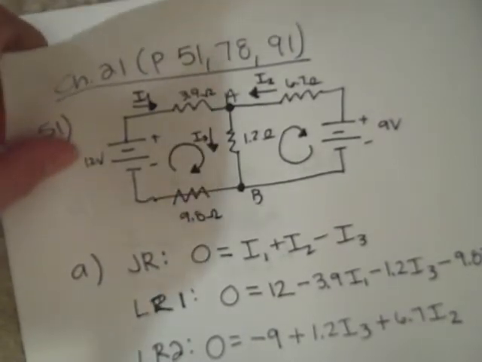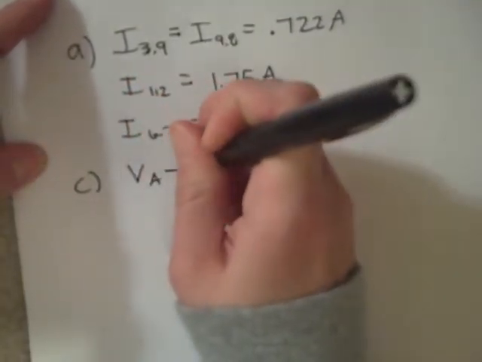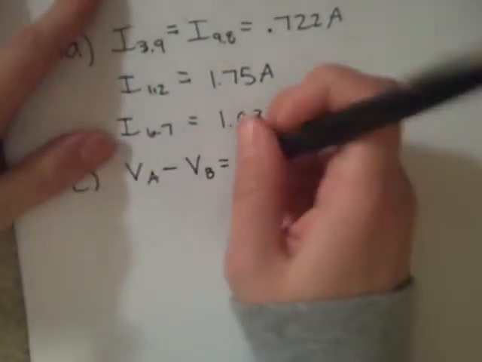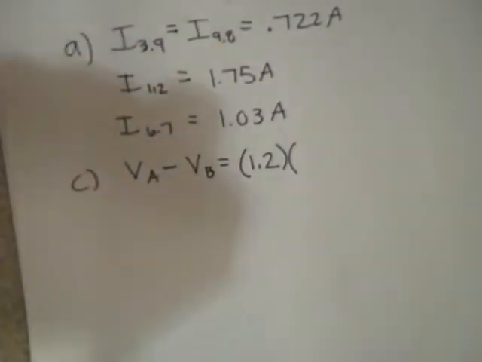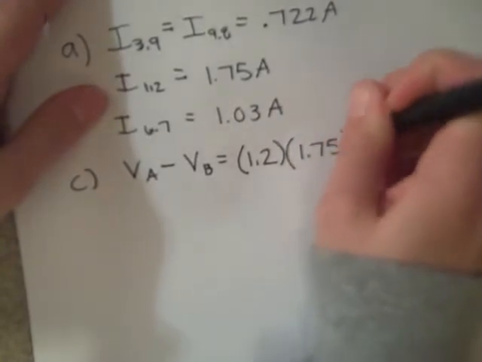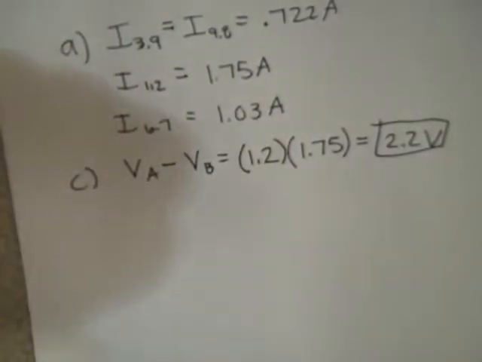And then at C, you're actually going to go ahead and determine this value. In C, we want to know what is the potential at A minus the potential at B, the difference between them. And in order to do that, all we have to do is find what is the potential drop across that 1.2 ohm resistor. And so we will take the resistance, which is 1.2 ohms, and multiply it by the current across that branch, which is 1.75 amps. And we get 2.2 volts. And so that is the difference in voltage between point A and point B.